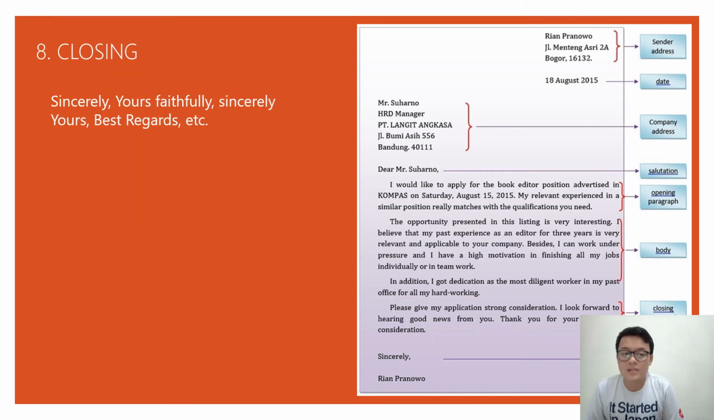And the last one is the closing. The closing is basically the same as in other letters. If you have studied letters before, then the closing is pretty much the same, like sincerely, yours faithfully, sincerely yours, best regards, and so on. And last, put your name below, right? So that is the closing.